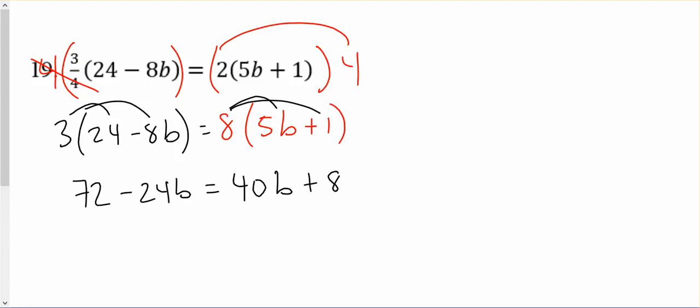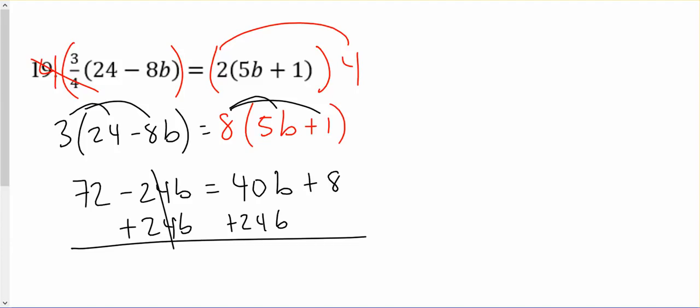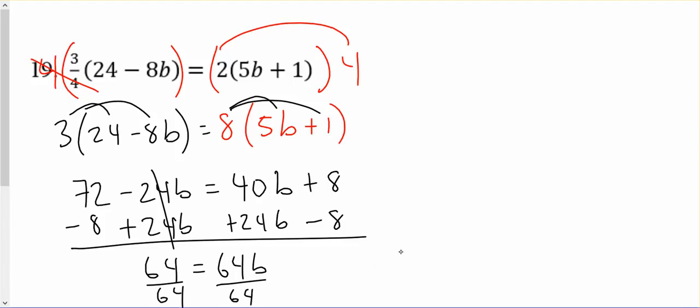Let's get our b's on the right side here, so let's add 24b, add 24b. If we're getting our variable on the right, let's get our constant on the left, so subtract 8 and subtract 8. 72 minus 8 is 64, and 40 and 24 makes 64, so that's 64b. Divide by 64, and we get b equals 1.